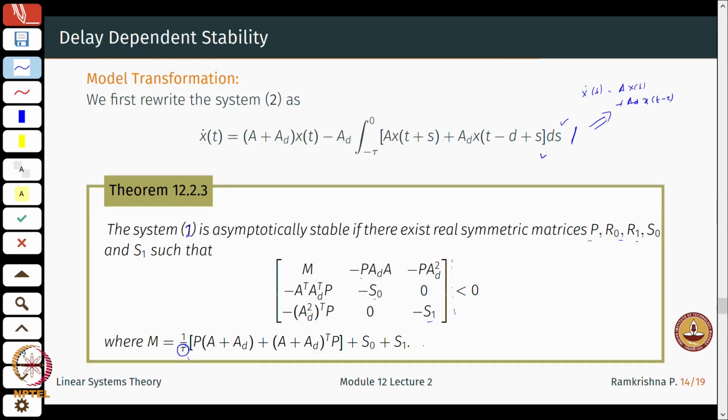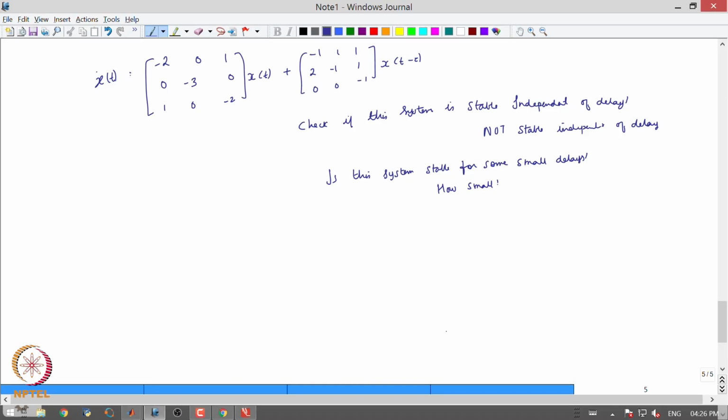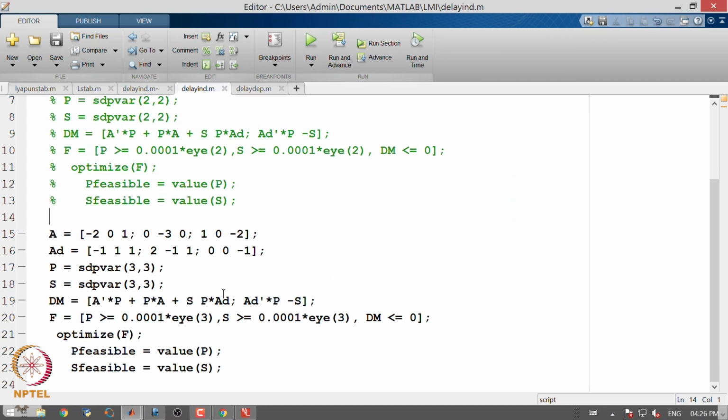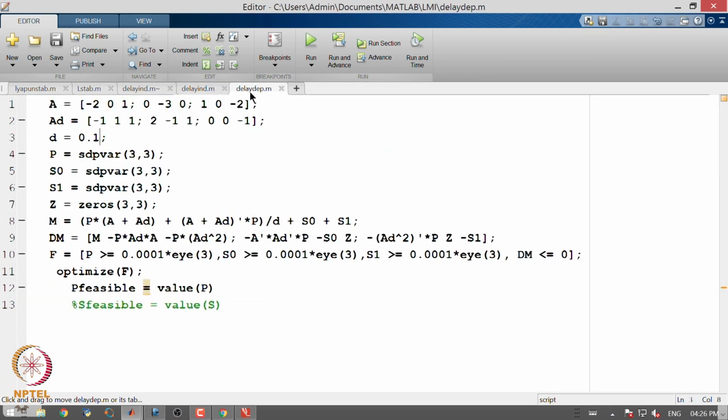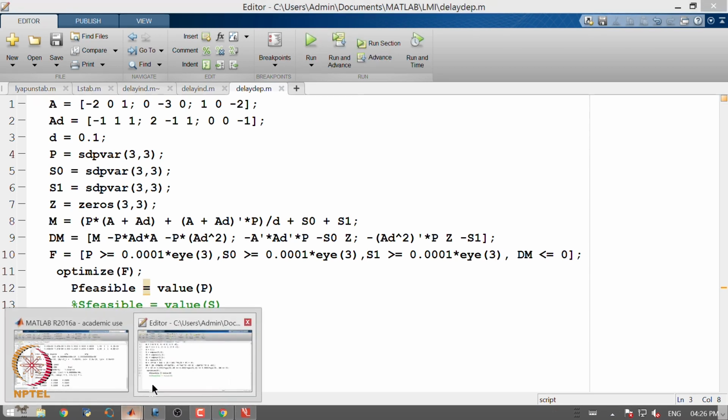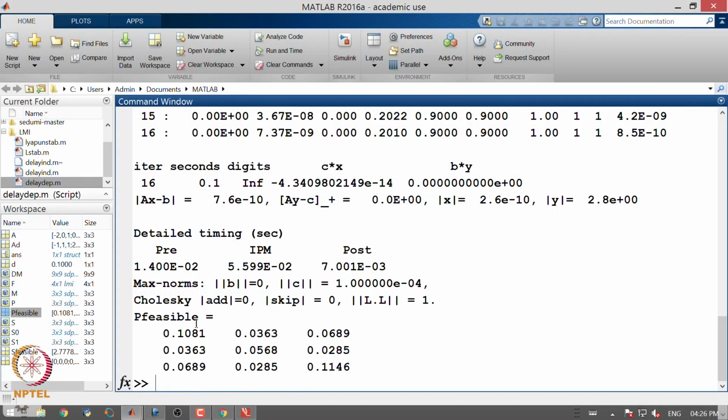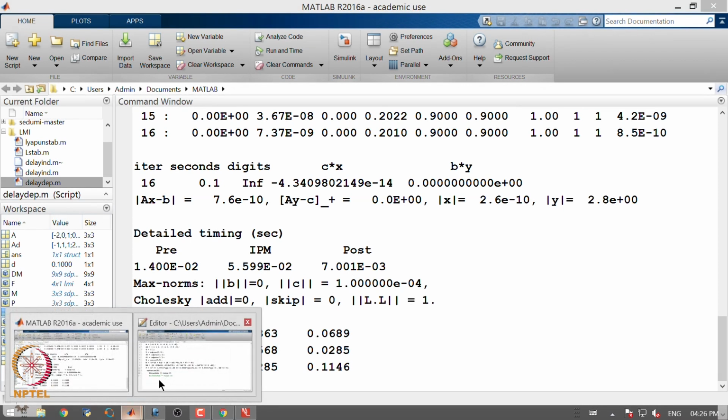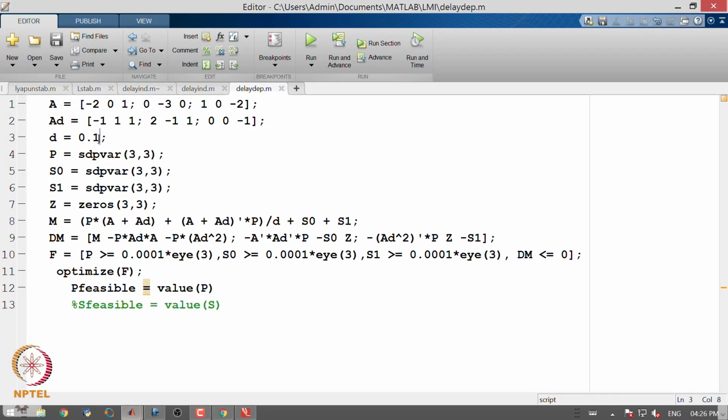Now let us check this same system, which was not stable independent of delay. Let us just check what happens for say small delays. I just put a delay of say 0.1 and I just plug in the code. Okay, so let us see what happens. Okay, this looks good. There is no infeasibility condition. So for 0.1 the system is stable. Let us say now I go to say 0.3.